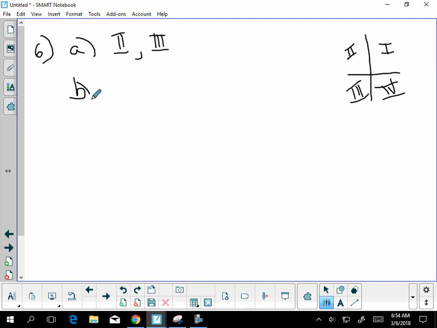For B, that sine is positive. That's your y coordinates. Sine is positive in 1 and 2. And for letter C, that's tangent. Tangent is y over x. And it's negative. It would be negative in quadrants 2 and 4.